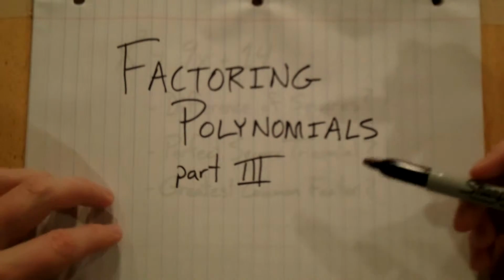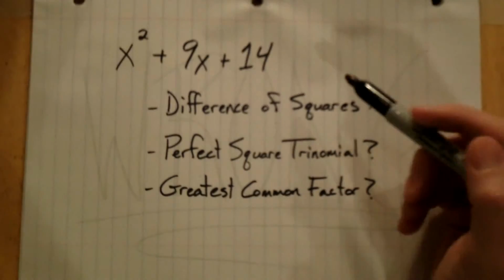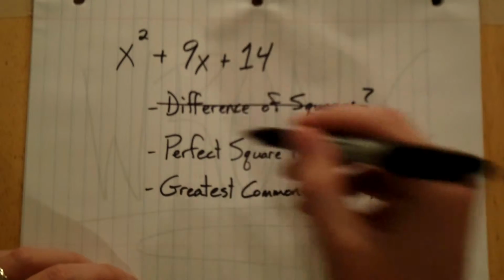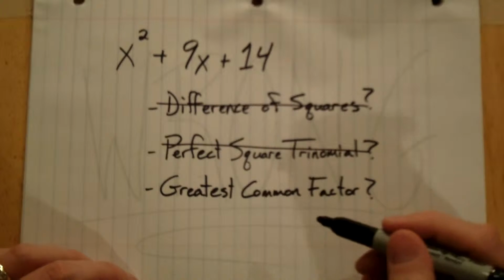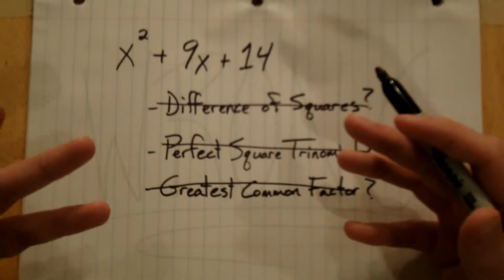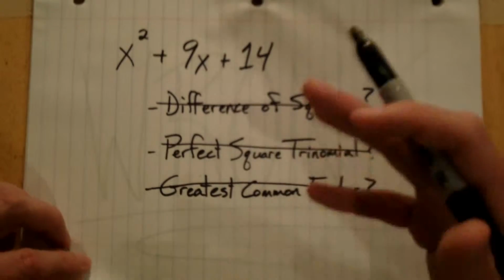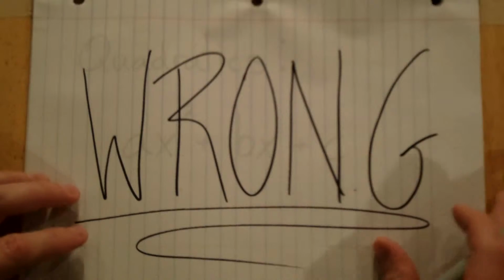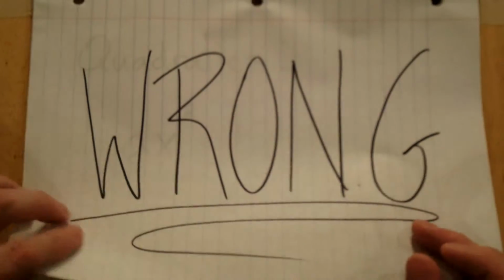Okay, so let's say you've got a polynomial, and you've checked to see if it's a difference of squares, you've checked to see that it's a perfect square trinomial, you even checked to see if there's a greatest common factor, and you've come up empty-handed. You might think you're out of luck. Well, you'd be as wrong as you could possibly be. Wrong. There are plenty of ways to factor polynomials.